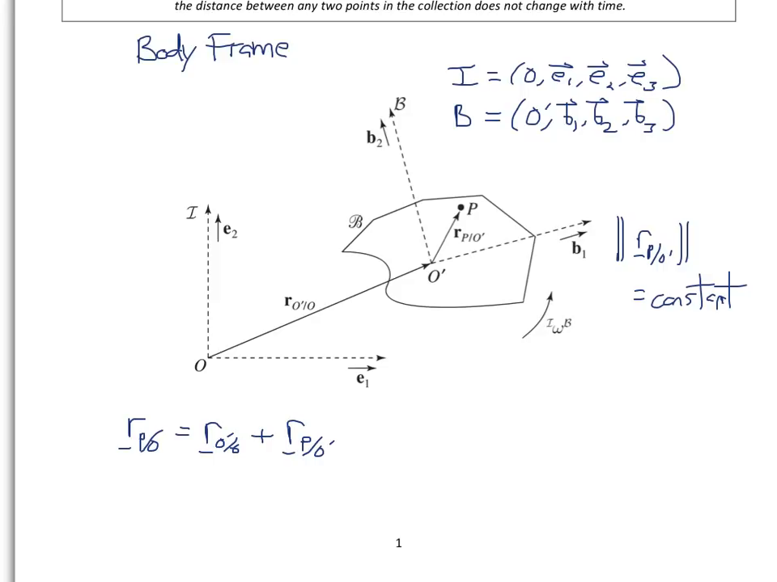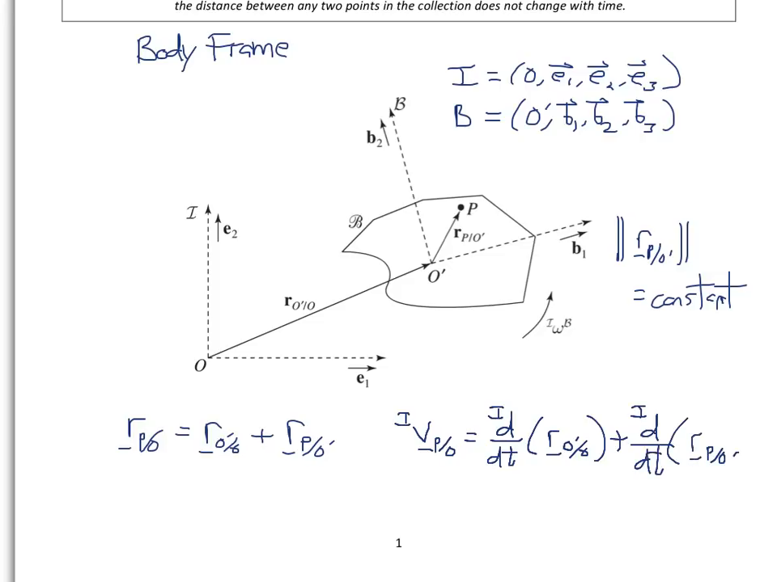And so to find the velocity of P with respect to O as observed in the inertial reference frame, we simply need to take the time derivative as observed in the inertial reference frame of the 2 position vectors, so O prime with respect to O, and we'll add that to the derivative as observed in the inertial reference frame of the position vector P with respect to O prime.